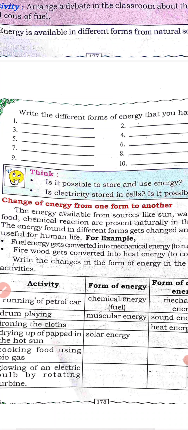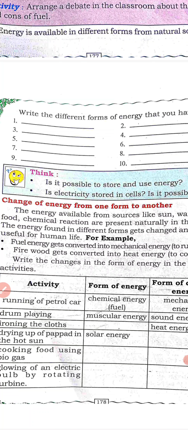For example, solar energy is there. We get energy from the sun, and that solar energy we are using in solar cookers, solar water heaters, like that. One form of energy will be converted into another form. In vehicles, we are using fuel energy. Fuel energy is converted into mechanical energy. So like that, one form of energy will be converted into another form.